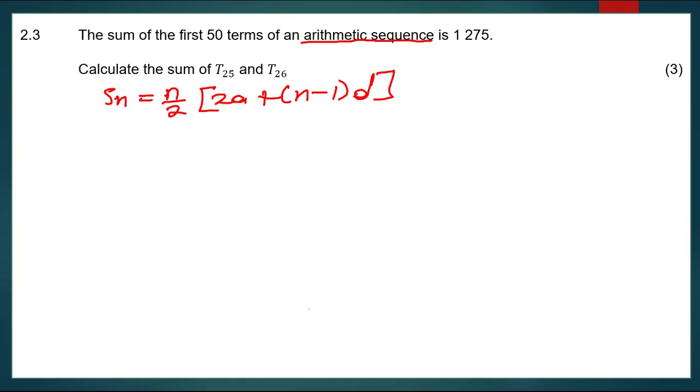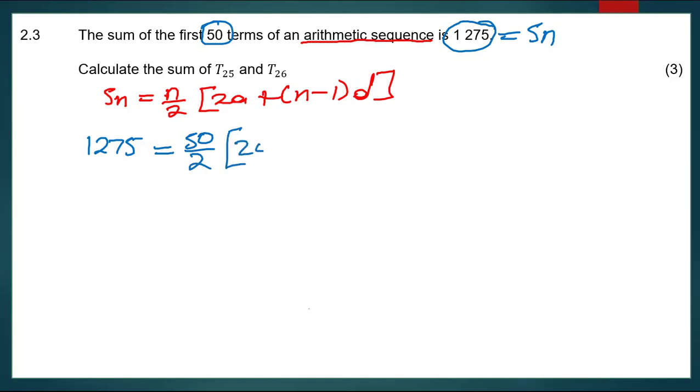So what they're telling us here is that this here is our Sn, and Sn is equal to 1275. They're also telling us the number of terms we are adding, so we are adding 50 terms. Wherever there is n, we are going to substitute 50 divided by 2. We don't have a, so I will write that as it is. Here I will substitute 50 minus 1. We also do not have d.